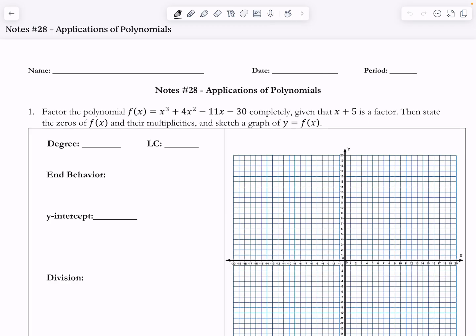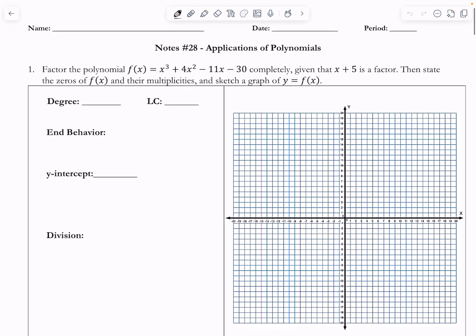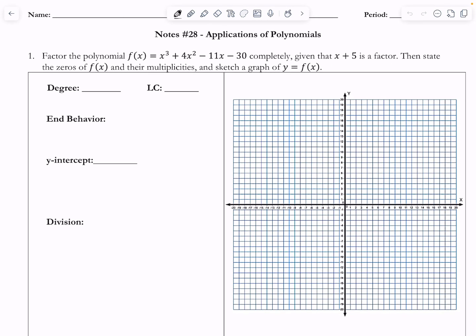So it's just kind of a continuation of the stuff we've been doing with graphing and sketching polynomials, just a little bit more challenging each time, okay? But you're going to see a lot of the same stuff is still going on. So let's start with the degree and the leading coefficient.